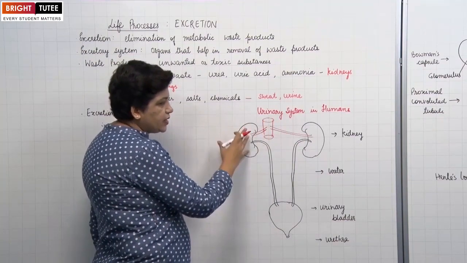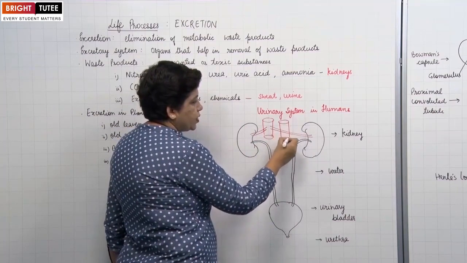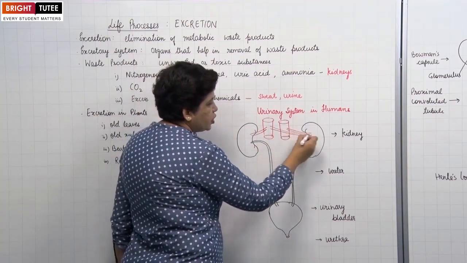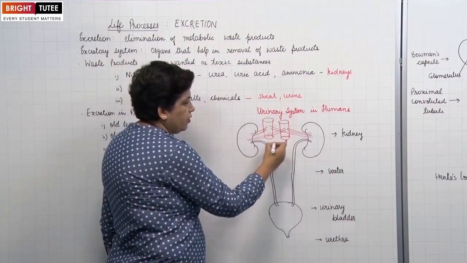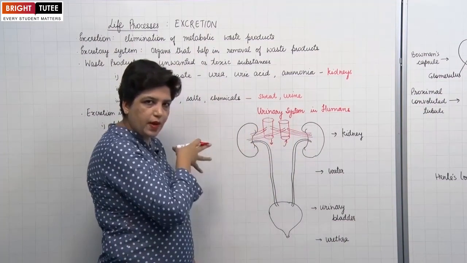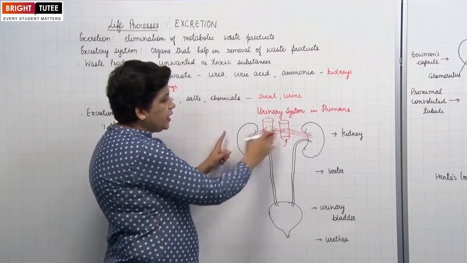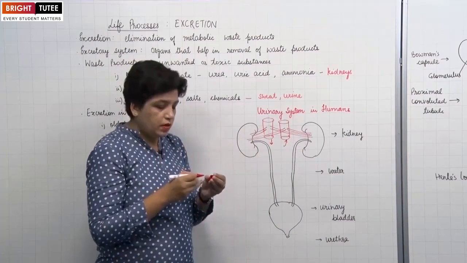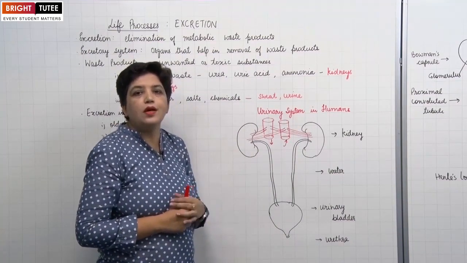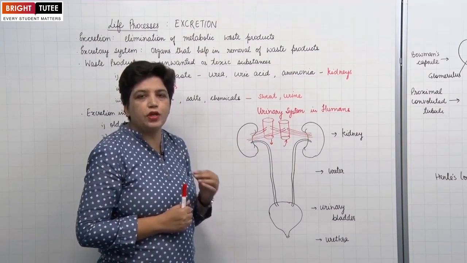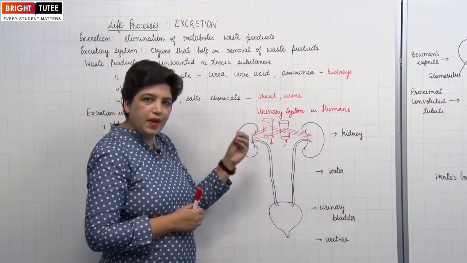The kidney filters the blood and the pure blood, which does not contain any waste product, is taken back through the renal vein. Renal artery brings the blood and renal vein takes back the pure blood. In the kidney, there are several units which actually filter the blood. These units are called nephrons. The functional unit of kidneys are nephrons. The nephrons filter the blood and make the urine.